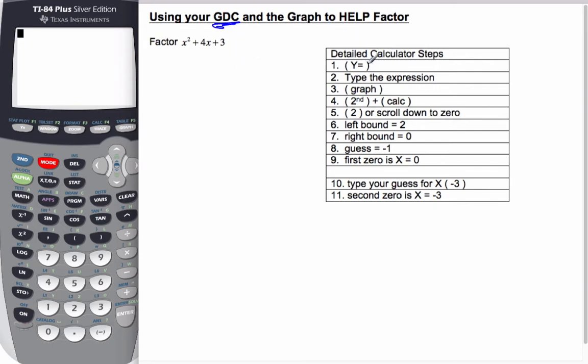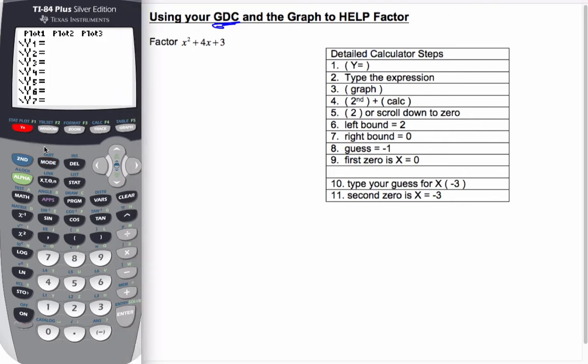So the first thing we're going to do is go to y equals. Then I'm going to type in my expression: x squared plus 4x plus 3. Okay, and then I'm going to hit graph. You might want to make sure that you're zoomed in; you could also do zoom standard as my typical window.